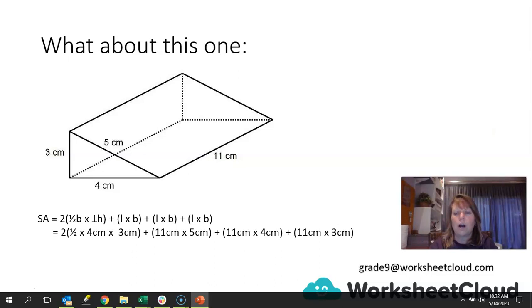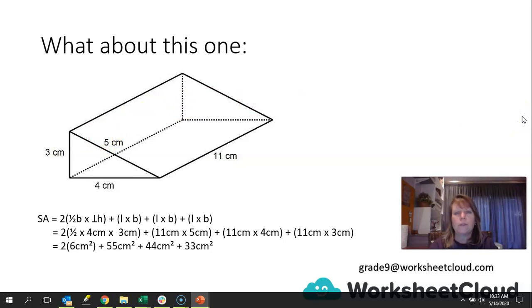So we've got half times 4 times 3, and that all doubled. Then 11 times 5, which is this top surface. Then we've got 11 times 4, which is the underneath surface. And then we've got 11 times 3, which is the one at the back here. Okay, so let's work it out.